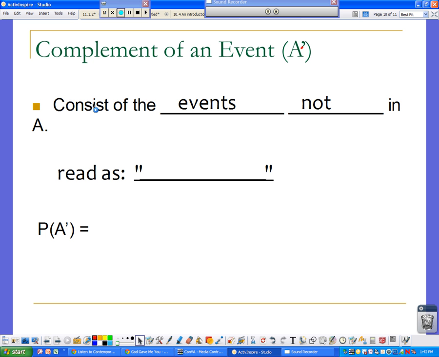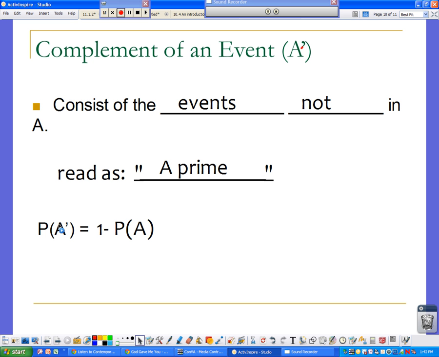So in other words, in the last one when I asked, what's the probability of not getting a 6? Well, that's what the complement would be. Okay, so the events that are not included in that. We're going to read it as A prime when you see it. And the way you find it is you simply take 1 minus the probability of event A happening.